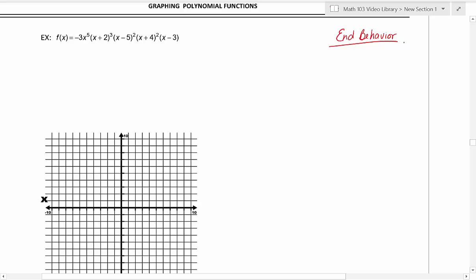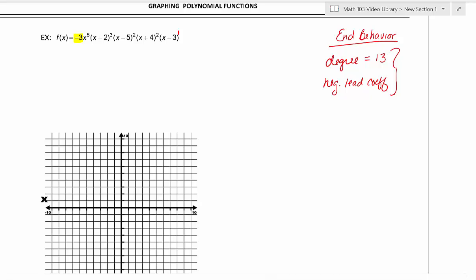We need to identify the degree. We're in factored form, so we're going to add up all of our exponents: 5 plus 3 plus 2 plus 2 plus 1. That gives us a degree of 13. This time, our leading coefficient is negative. We'll put those things together to identify our end behavior.